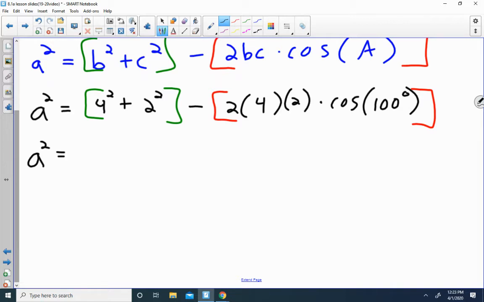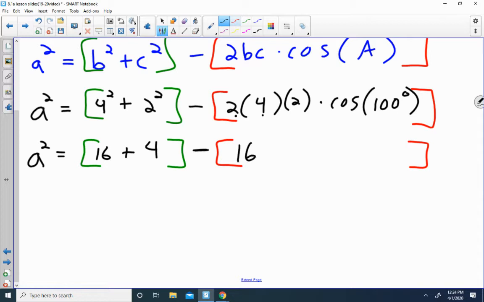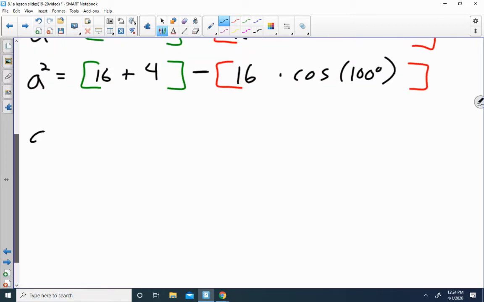So A squared, again, I'm going to put my brackets up again. Here we're going to have 4 squared plus 2 squared. 4 squared is 16, plus 2 squared, which is 4. I'm still going to subtract that from all of this. 2 times 4 is 8 times 2, and that's going to give you 16 times cosine of 100 degrees. All right, we're getting closer to where we need to be.